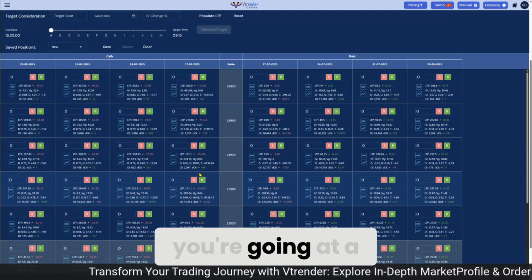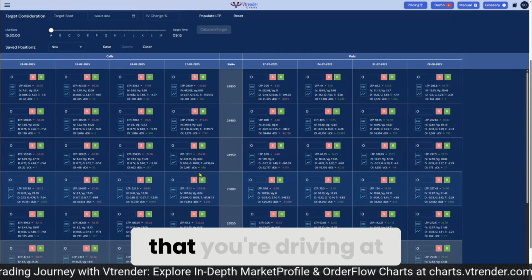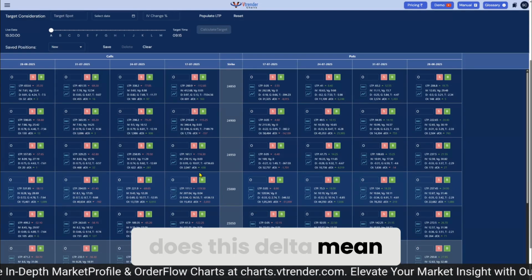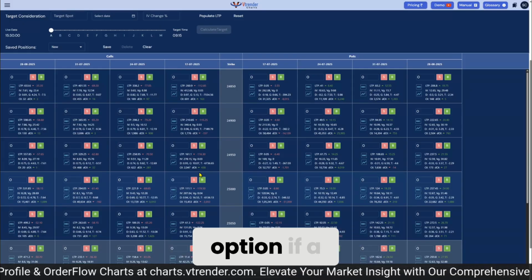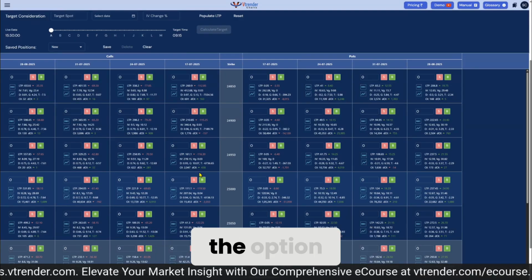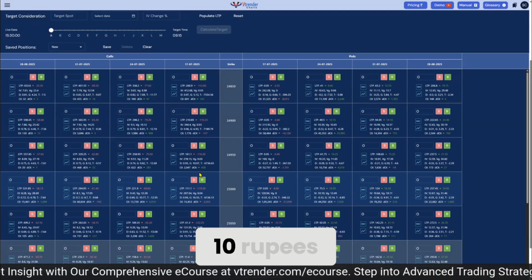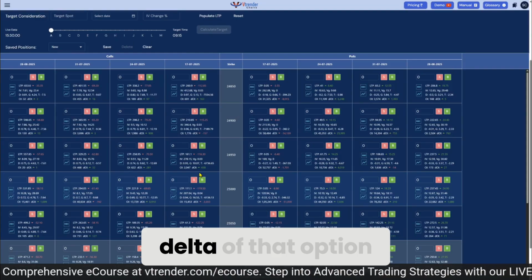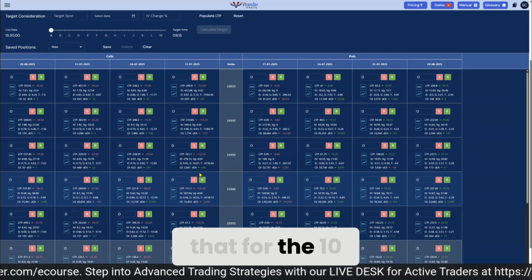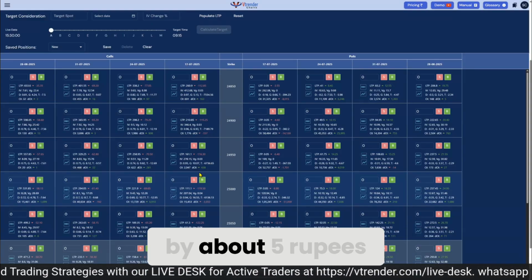So suppose you're going at a speed of about 70 kilometers per hour. You can say that you're driving at a delta of about 70. What exactly does this delta mean in terms of an option? If the instrument moves by about 10 rupees, and the delta of that option is 0.50, then for the 10 rupees the instrument moved, the option would move by about 5 rupees.